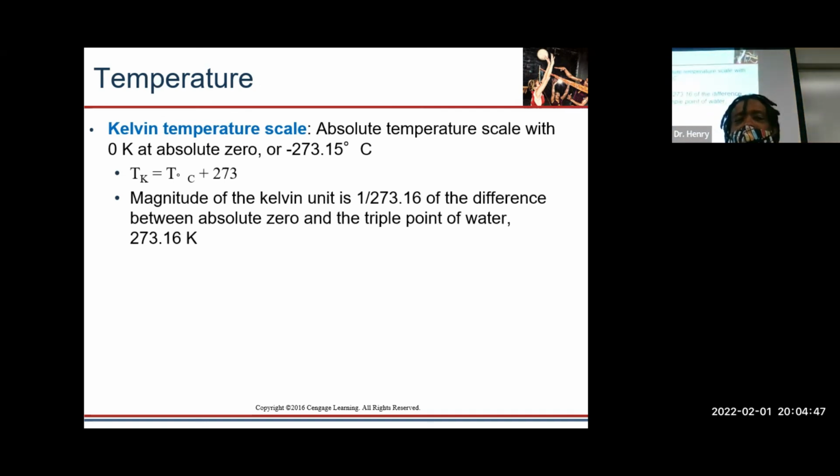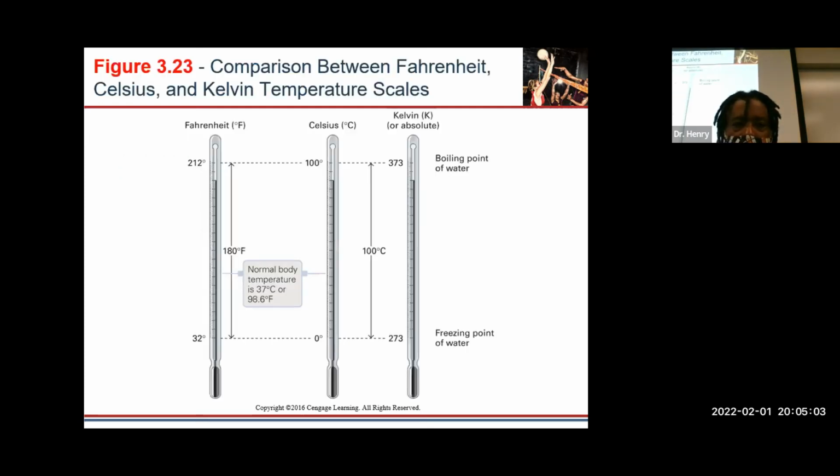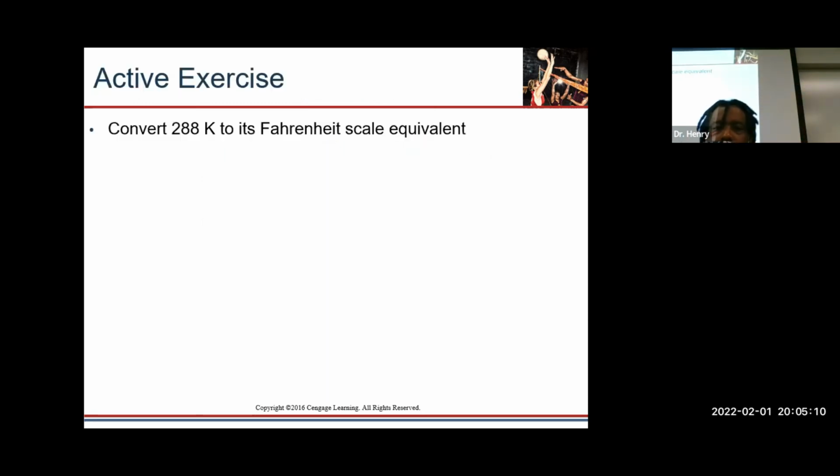Okay, so we know how we convert Celsius to Kelvin, right? We add 273.15, and that'll change that to Kelvin. Okay. This here just basically shows you the equivalencies of the scales and how they kind of work. And let's convert 288 Kelvin to Fahrenheit.